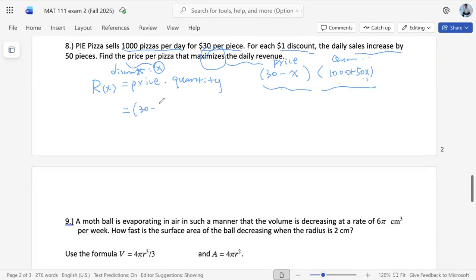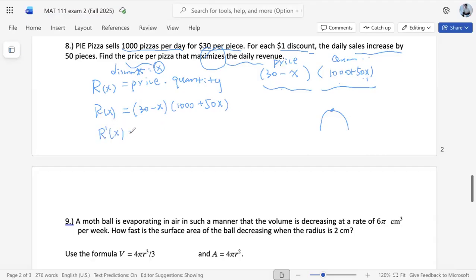So 30 minus X will be our price, X representing the discount, multiplied by 1,000 plus 50X. This is a quadratic function, and we don't need to simplify it because it's in a nice factored form. We could just take a derivative from here. How do we find the maximum? This is a downward parabola, so we need to take a derivative.